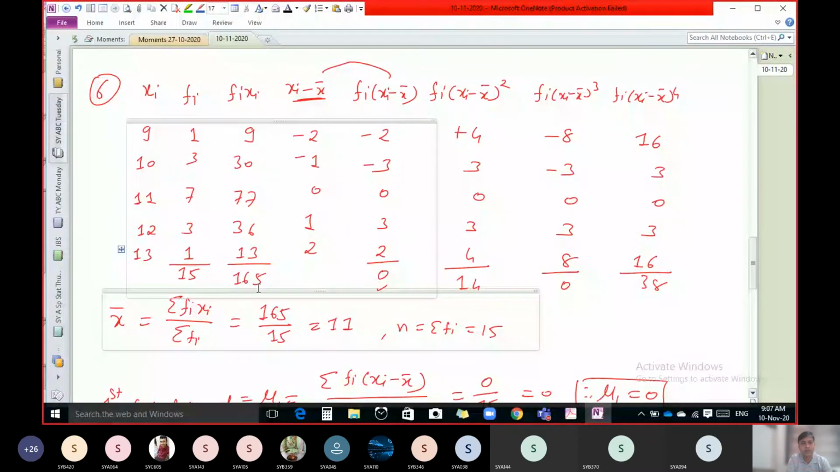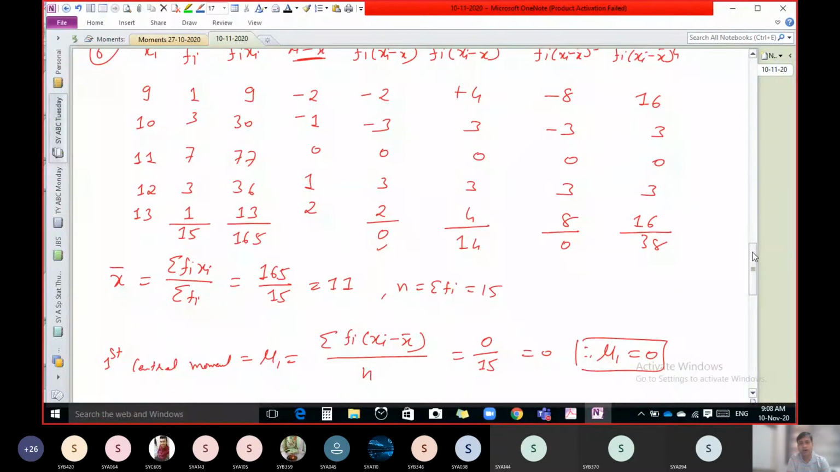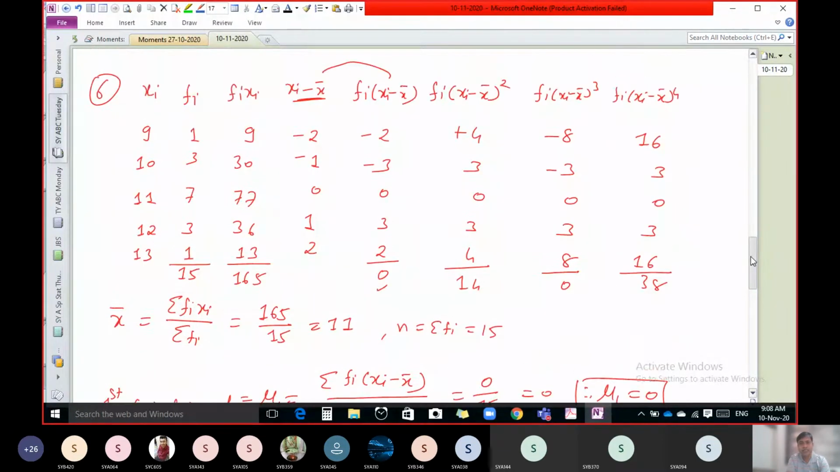Divide by total frequency. 1 plus 3 plus 7 plus 3 plus 1 is 15. So 165 divided by 15, that is your x bar, 11. And total frequency is 15. So now we have a different values of x bar. Now we have value of x bar and total frequency. Now what we require to calculate? Xi minus x bar first of all. So subtract this 11 from all this value.